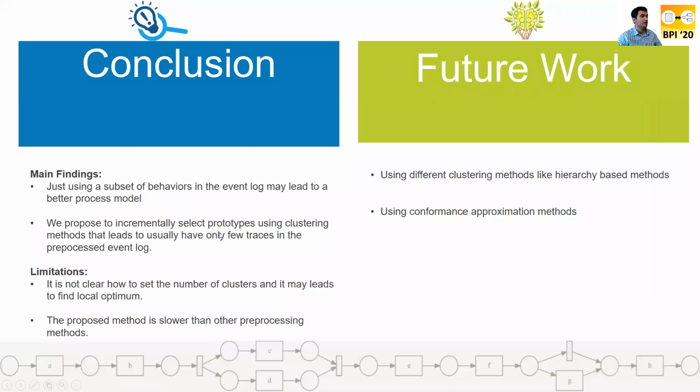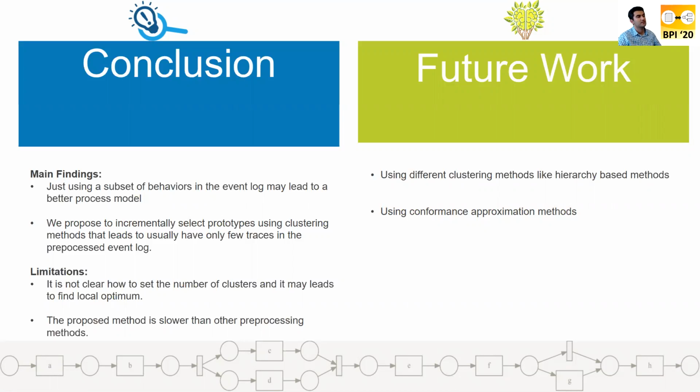To conclude, we find that by just using a subset of traces of the event log, we are able to discover a simpler process model with a higher F measure. To detect this subset, we propose to use an incremental method using clustering and process model quality measures.